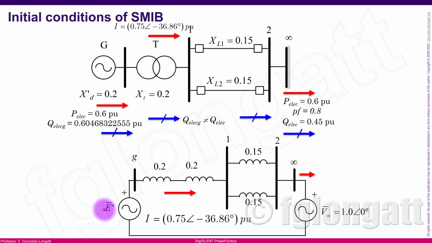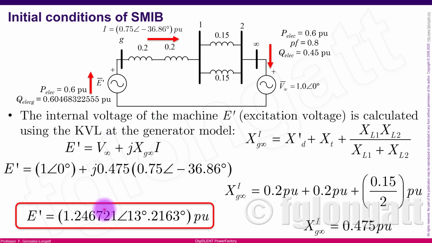But before going so deep over there, my job right now is to calculate that internal voltage, okay? And that internal voltage is extremely simple to calculate. All my students are extremely expert on circuit analysis, okay? And we used this circuit before. We know the current. The current is 0.75 per unit at minus 36.86. That is the value for the current.